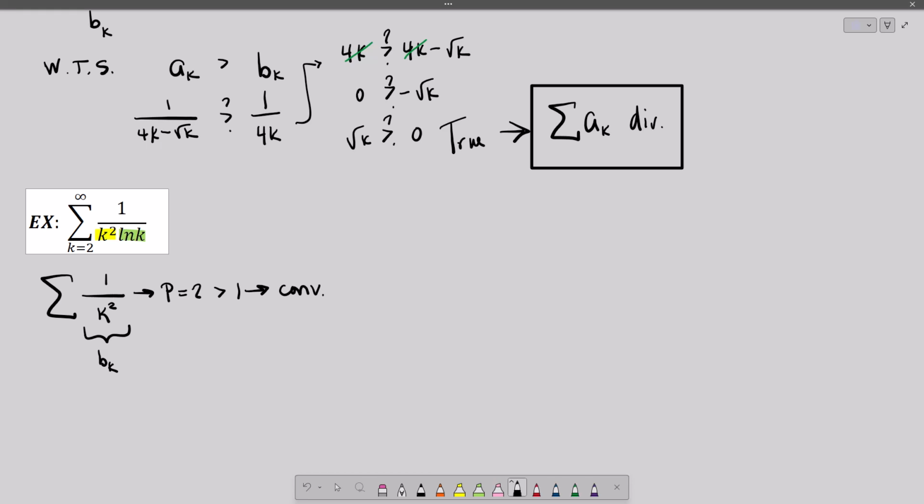The big question is, will the inequality hold? You can divide by positive numbers and not screw up the inequality. If you're dividing by positives, you don't have to reverse the inequality.